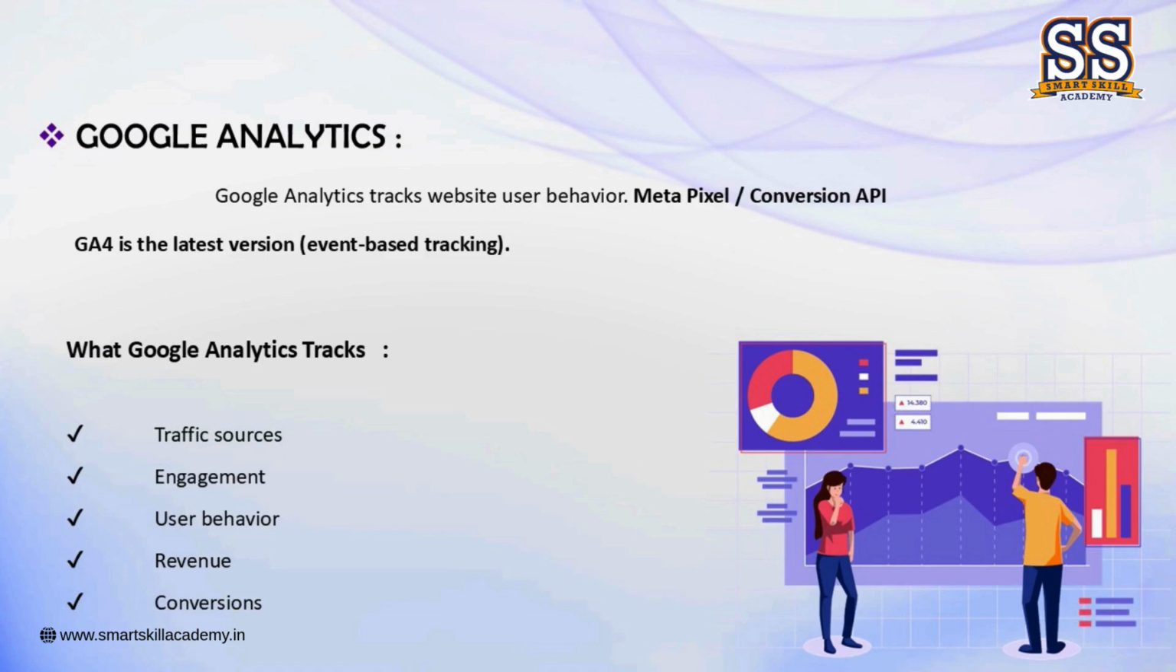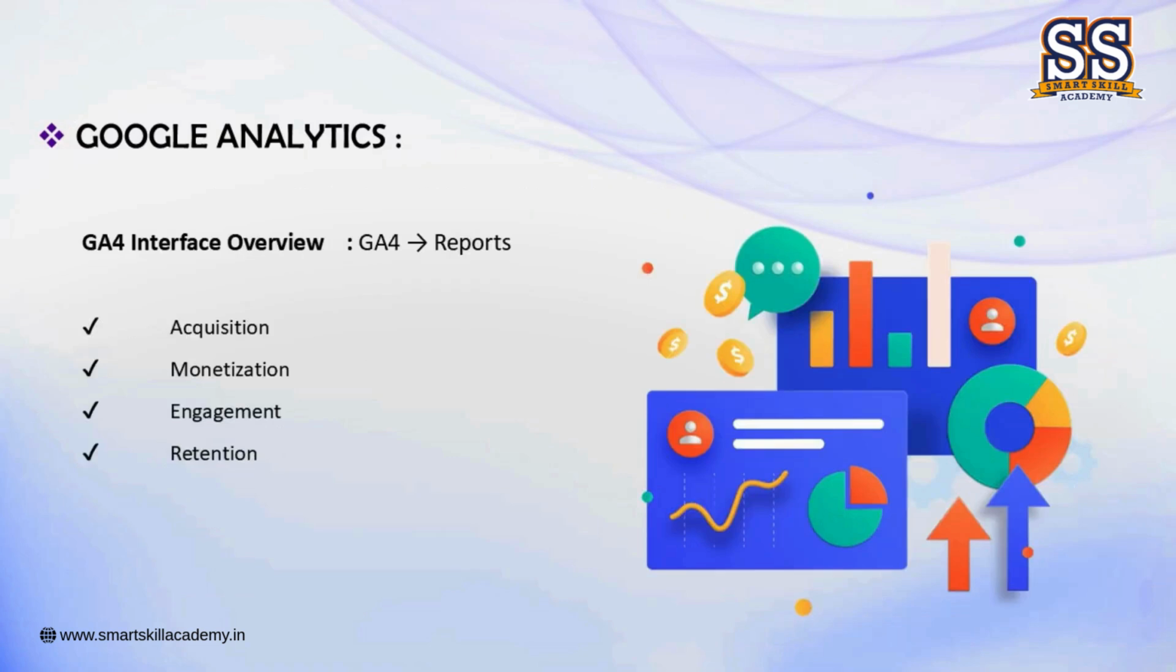When we look at what Google Analytics actually tracks, we start with traffic sources to see if people are finding you through organic search, paid ads, or social media. In this segment of our digital marketing curriculum, we are exploring the Google Analytics 4 interface, specifically focusing on the reports section, which serves as the command center for your data analysis.